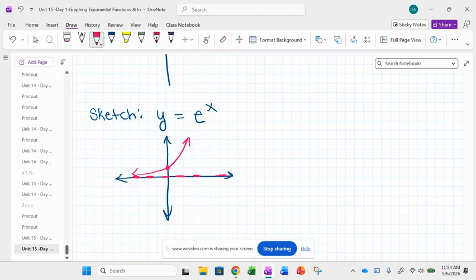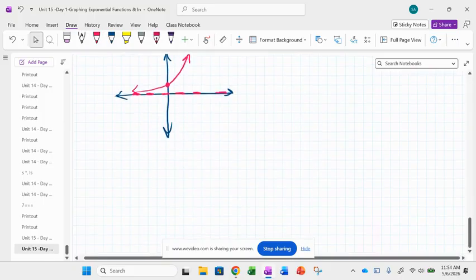So let's do some more sample problems. I'm going in a weird order. All right, let's sketch this one.